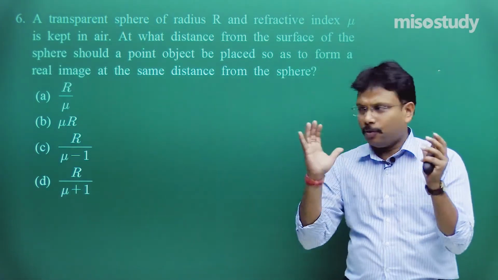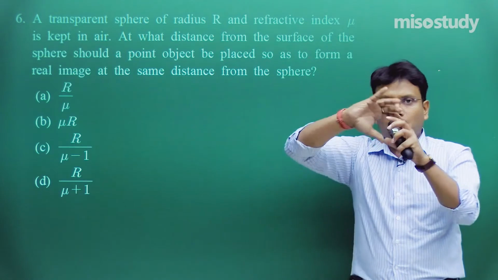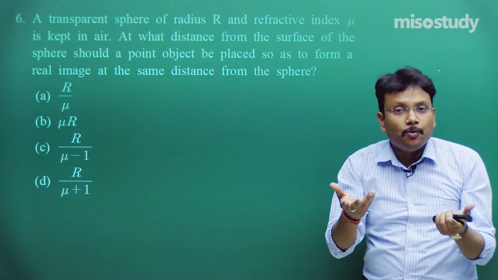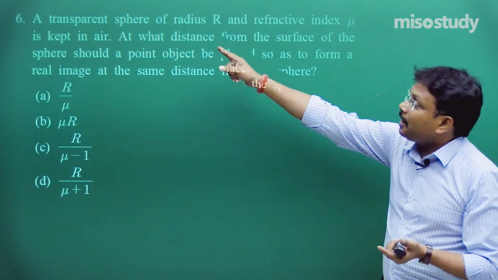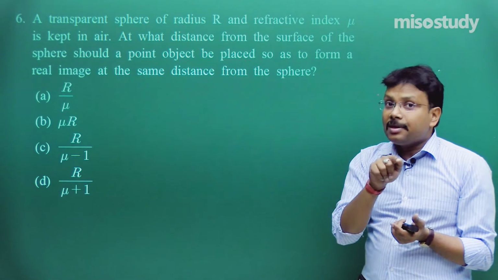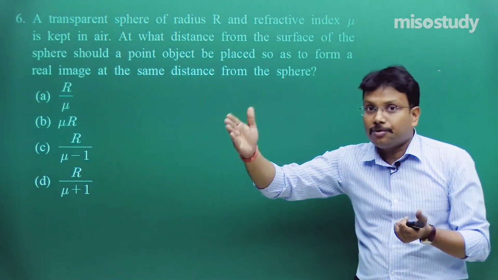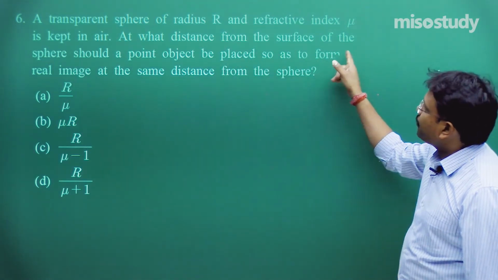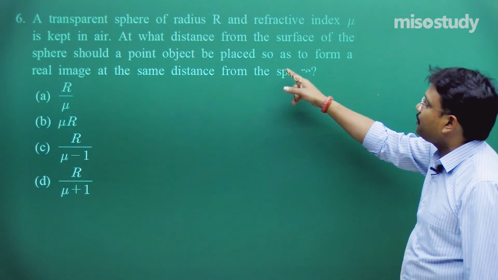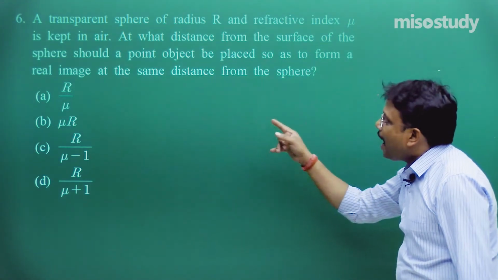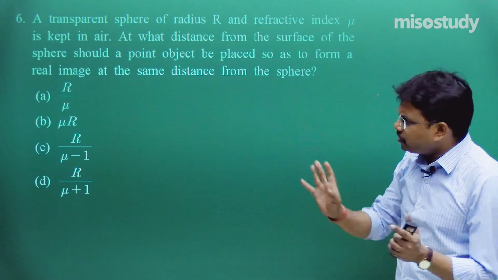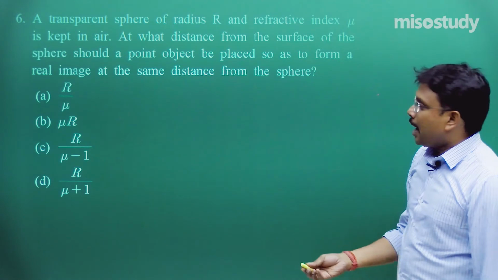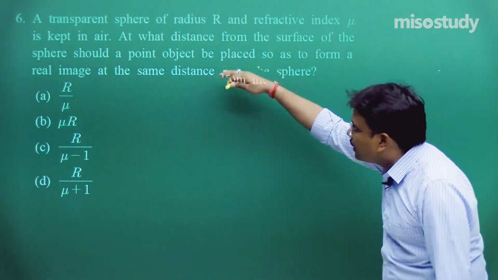Before drawing the diagram, just imagine a hollow glass sphere, a beautiful glass sphere, placed in air. Refractive index is mu. A transparent sphere means the refractive index inside is different from outside, so two sides air, one side material. At what distance from the surface of the sphere should a point object be placed so as to form a real image at the same distance from the sphere? The question is simple. First, with the help of a yellow color, I would like to show you the diagram of this entire statement.